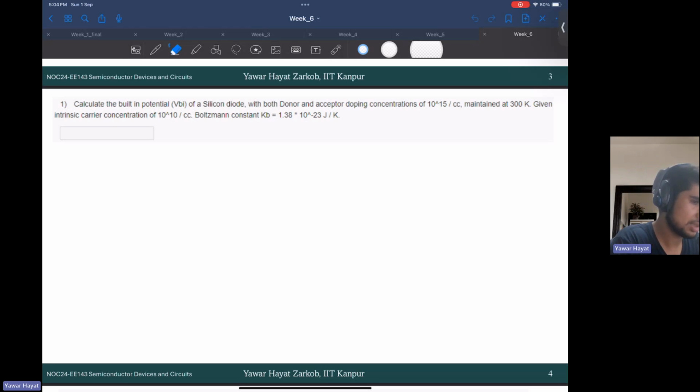You need to calculate the built-in potential VBI of a silicon diode with both donor and acceptor doping concentrations of 10 to the power 15 per centimeter cube that is maintained at 300 Kelvin. Given intrinsic carrier concentration of 10 to the power 10 per centimeter cube, Boltzmann constant Kb given by 1.38 into 10 to the power minus 23 joules per Kelvin. So you need to determine what is the built-in potential of the silicon diode. Okay, please do that.